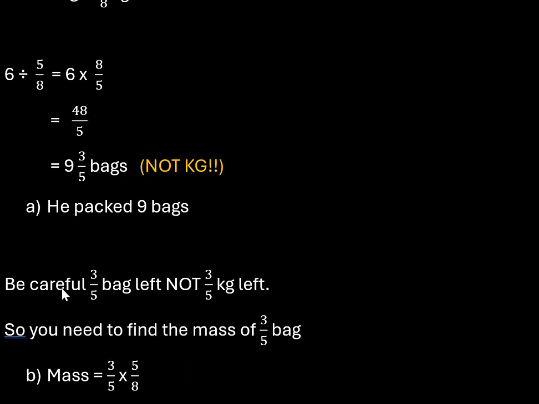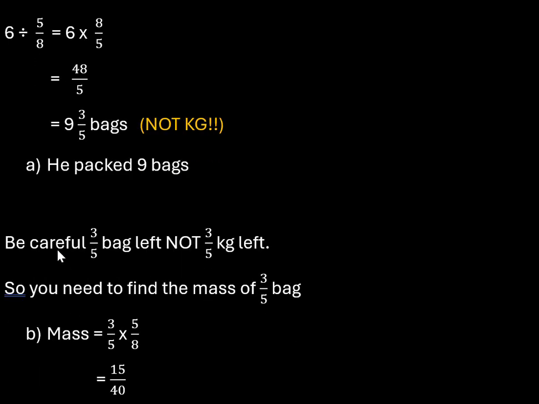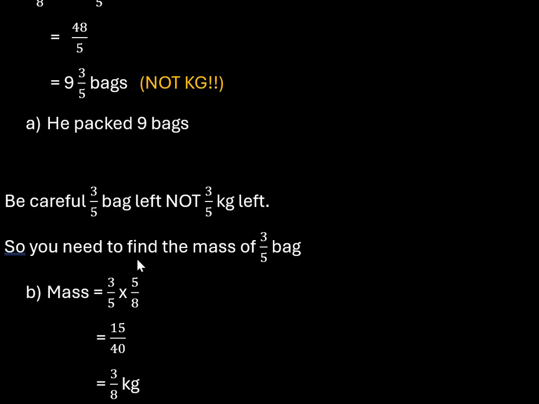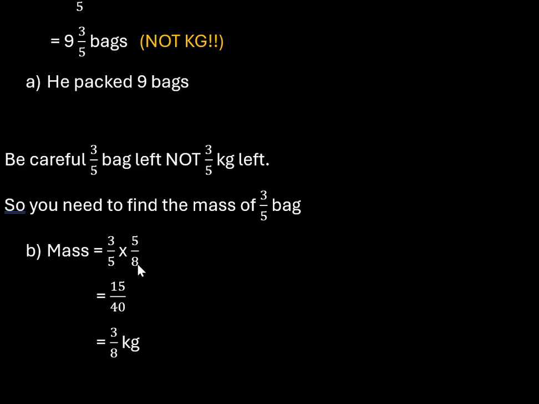Okay, and what is left over is that a lot of students will assume that 3/5 is kg, and write the part B answer as 3/5 kg. Actually, it's wrong, because what is left over was 3/5 bag and not 3/5 kg. So you need to find the mass of 3/5 bag. If you know that each bag is 5/8 kg, the mass of 3/5 bag is actually 3/5 times 5/8, which when you solve it, you get 3/8 kg. Okay, thanks. Hope it helps.